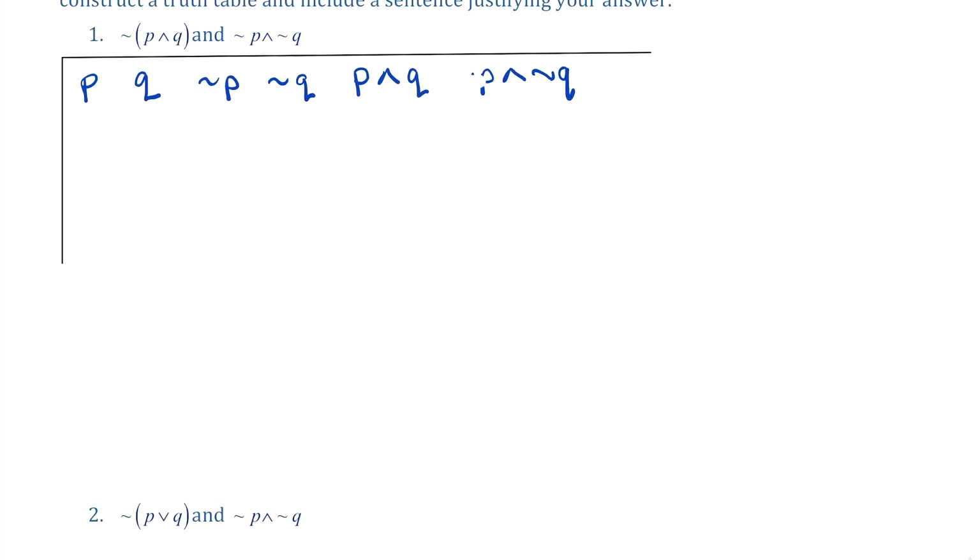Actually, let's put this one first. We're going to need the negation of the conjunction. And we're going to need the conjunction of not P and not Q. So those are the things that we want to compare at the end. And so we have everything set up that we need.